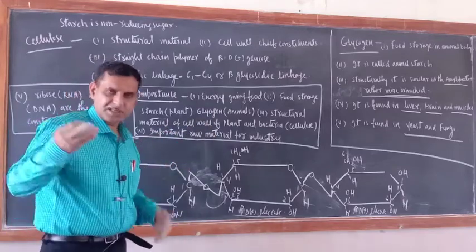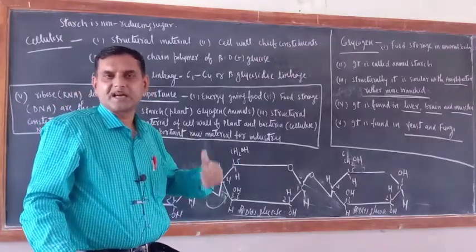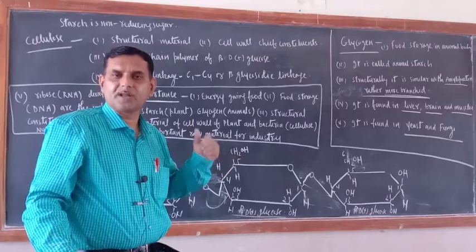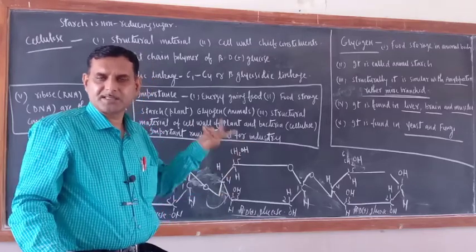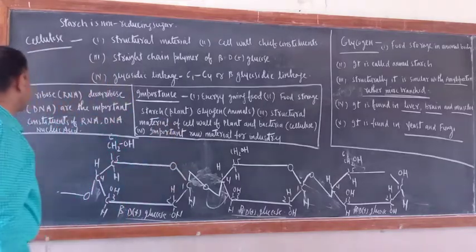Just see the furniture industry. Whatever chairs, tables, and wooden furniture you might have seen, what are they? Cellulose only. Lacquer and paint industries also use it.